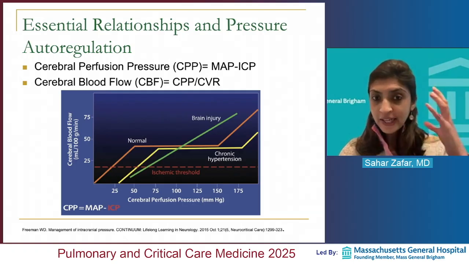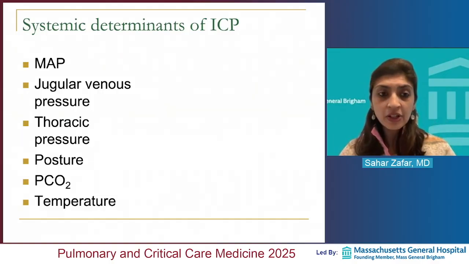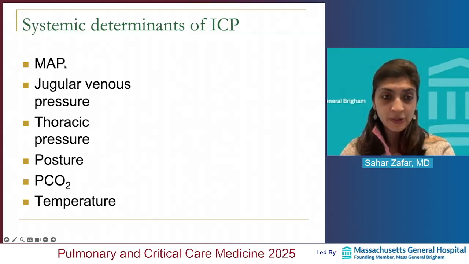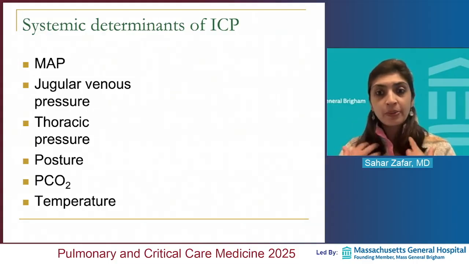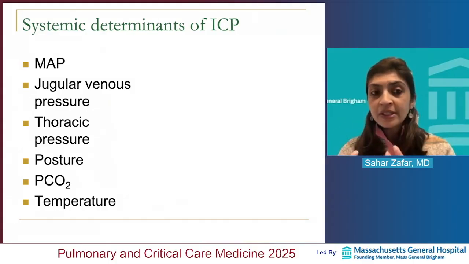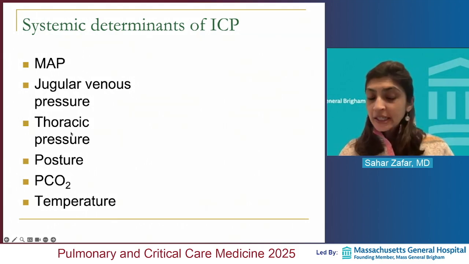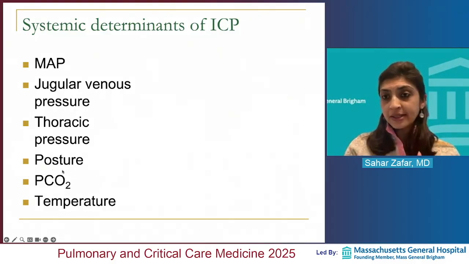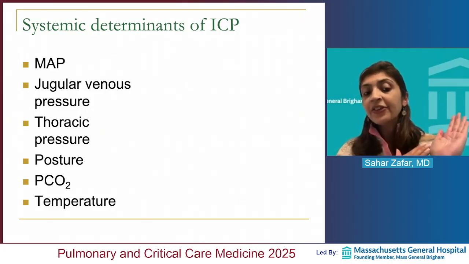So these are the CNS or central determinants of intracranial pressure, but there are also systemic determinants of intracranial pressure. We already talked about the mean arterial pressure and how that may impact cerebral blood flow and intracranial pressure. Jugular venous pressure, as we talked about, the jugular veins are a key outflow tract. So if they're obstructed, if there's venous sinus thrombosis, for instance, that can result in raised intracranial pressure. Increases in thoracic pressure can impact intracranial pressure. Posture is key, so head down results in higher intracranial pressure. Head up, especially to 30 degrees or 45 degrees, alleviates intracranial pressure.